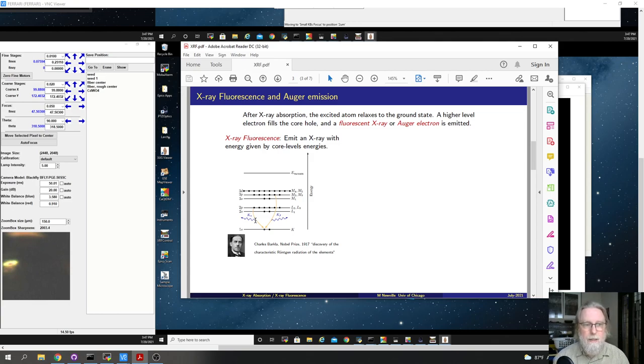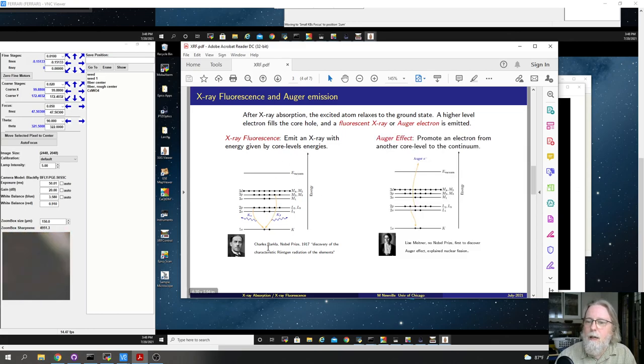So you can look at the emission from an X-ray spectrum, look at the emissions of X-rays of light, and see what elements are in the sample. And you can use that to do quantitative analysis to determine the relative abundance of the different atoms in a sample.